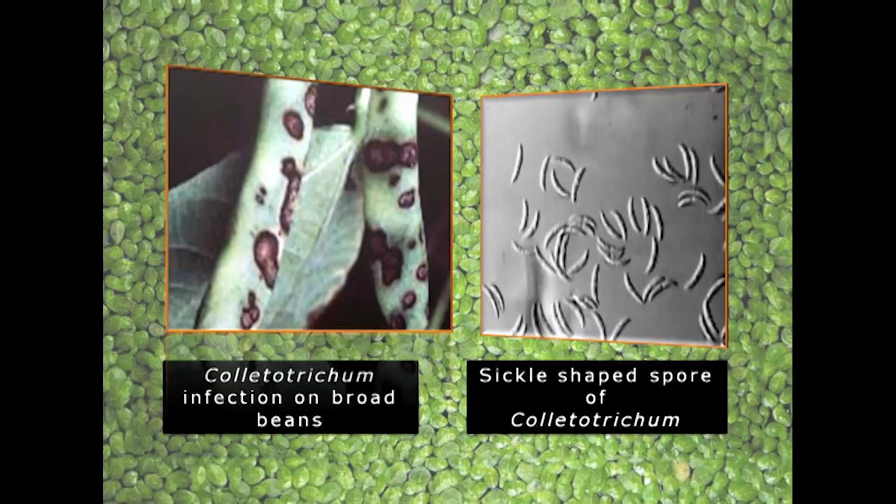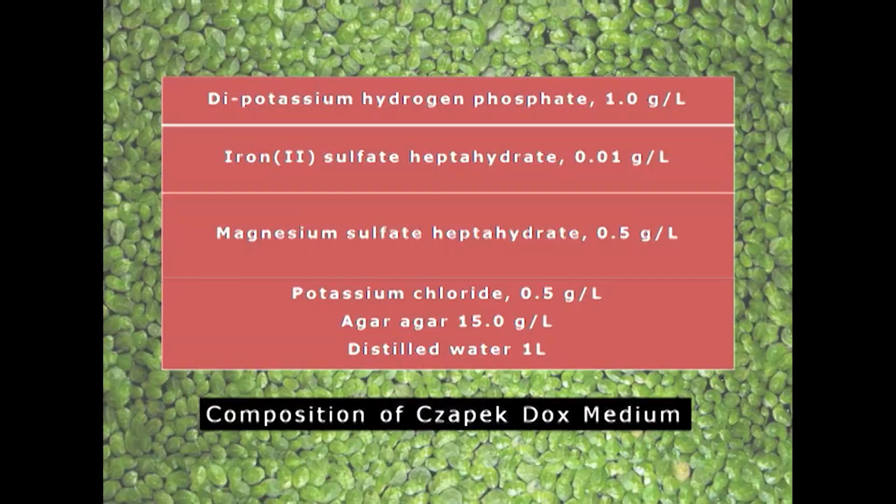Colletotrichum can cause diseases in broad beans and sugarcane, and this type of fungi is normally represented by a typical sickle-shaped spore. And the fungi which produce toxin can be cultured in the laboratory. The best possible medium is the Czapek-Dox medium, which contains dipotassium hydrogen phosphate, iron sulfate, magnesium sulfate, potassium chloride, agar-agar and distilled water. So this is the choicest medium for any phytopathogenic fungi which produce toxin.